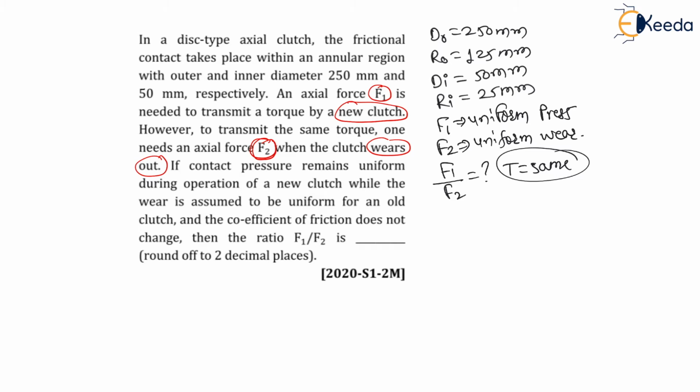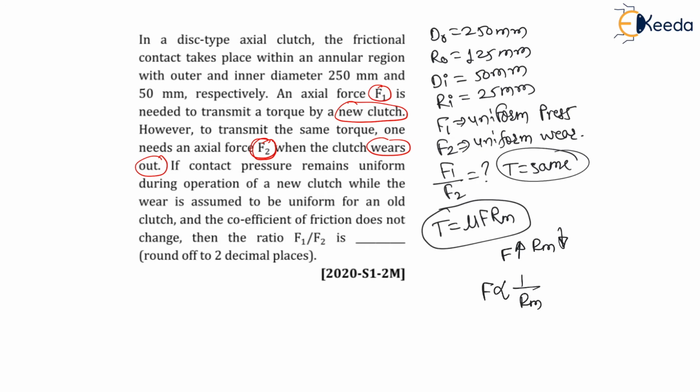And my dear students, we know how to find this torque. Torque is nothing but mu F Rm, where Rm is the mean radius of friction, right? And here they are saying that the torque is constant. Mu is also constant, my dear students, right? They have mentioned that the coefficient of friction does not change. Means torque is constant, mu is constant. Therefore, whenever F increases, the mean radius of friction decreases. Therefore, F is inversely proportional to the mean radius of friction.